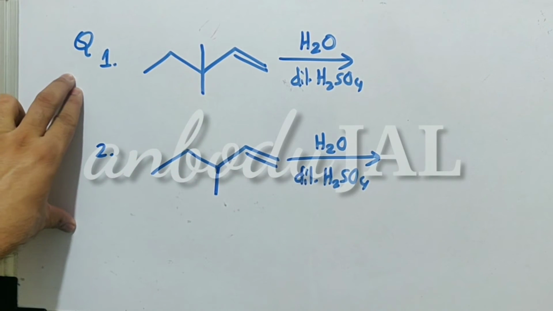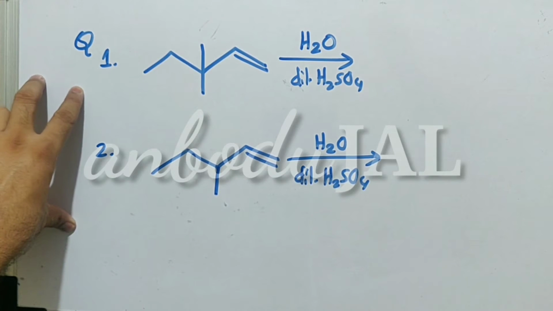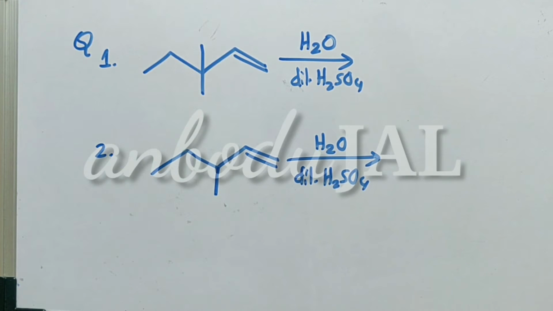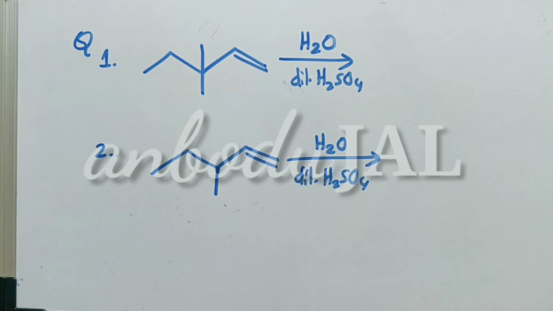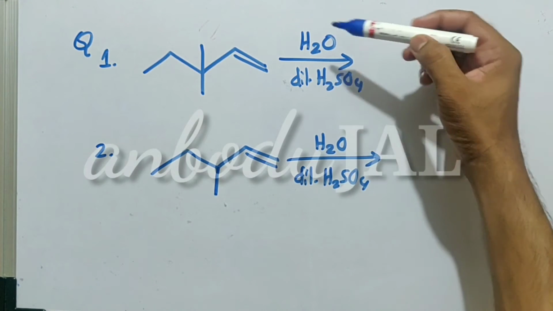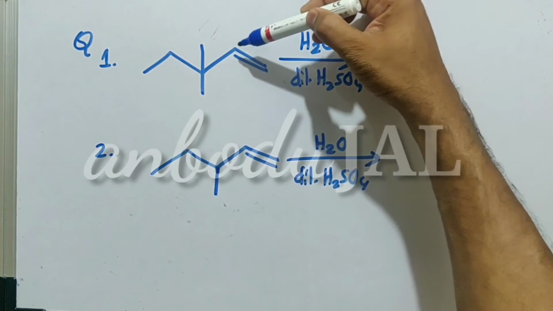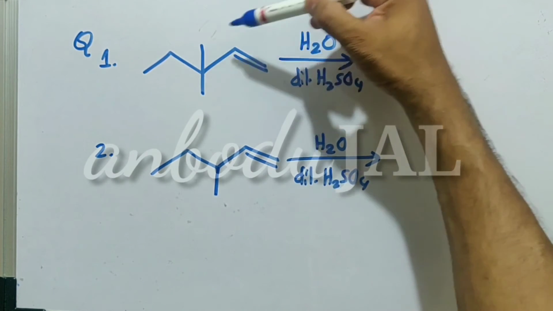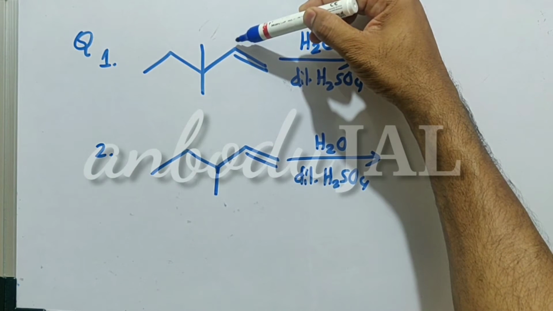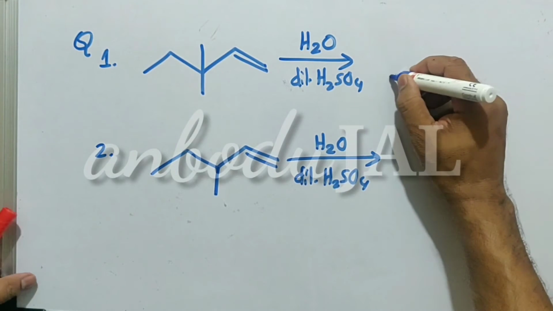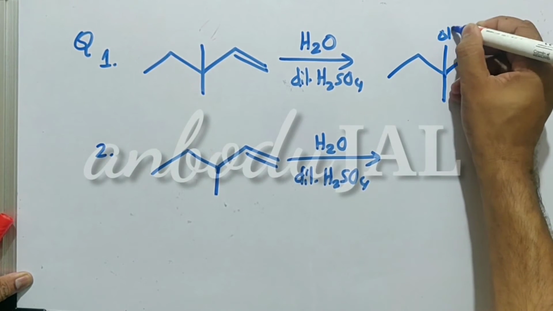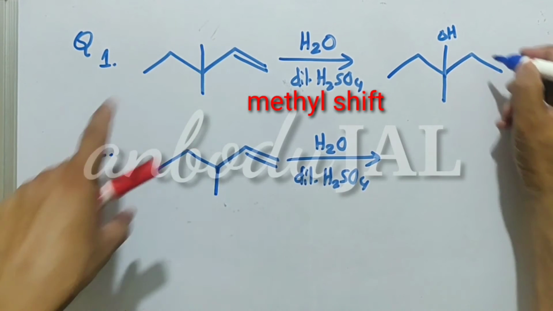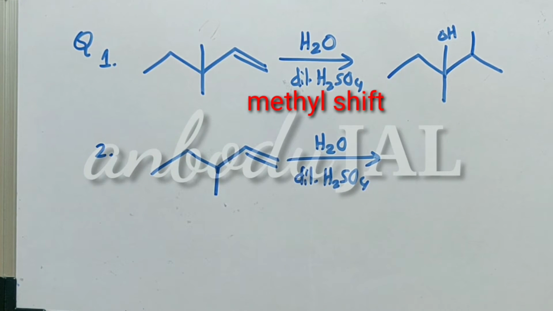Consider these two questions. These are not from hydrohalogenation but from hydration. Okay, normal hydration in presence of dilute H2SO4. Then you can predict the answer. What is the answer for the first question? We are expecting H here and OH here, but OH comes here because here the carbocation will be secondary, here the carbocation will be tertiary. So the product will be: OH comes here and this one methyl group is shifted to this position. This is the answer.